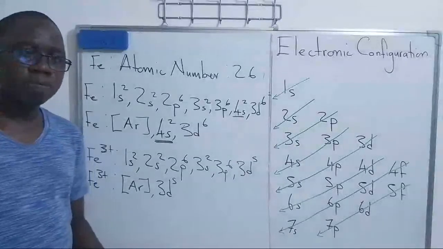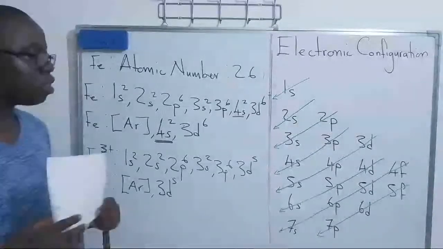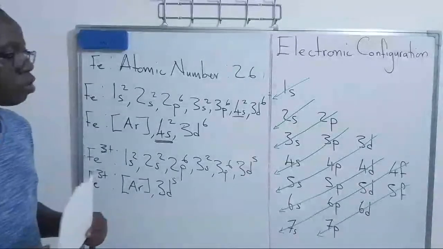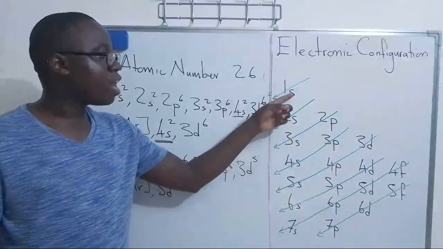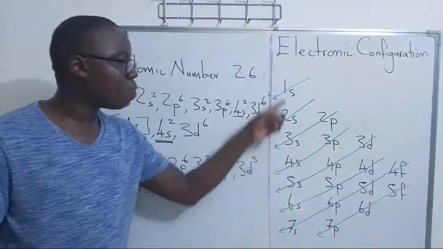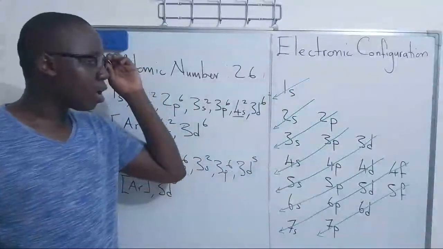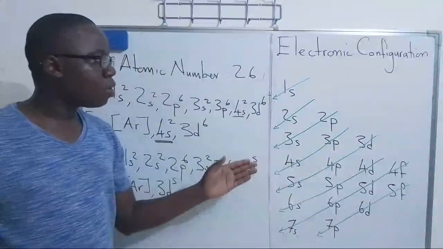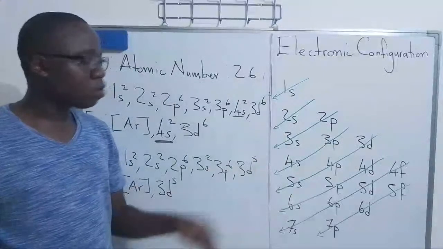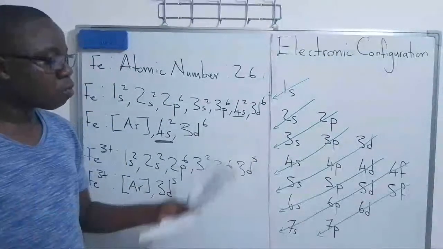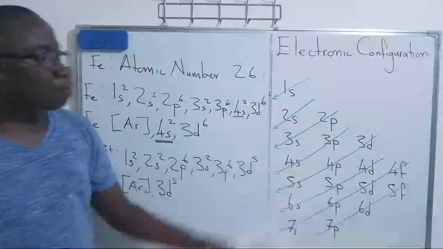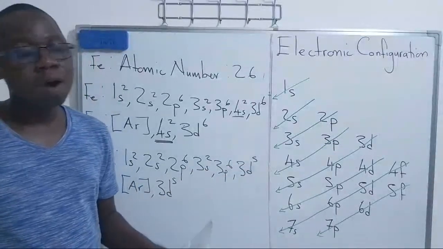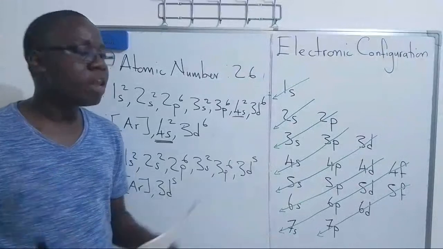So what have we seen in this presentation or in this video today? The first thing is you need to know the maximum number of electrons that can be occupied by each orbital. The s orbital can occupy a maximum number of 2 electrons. The p orbital can occupy the maximum number of 6 electrons. The d orbital can occupy the maximum number of 10 electrons. Then the f can occupy the maximum number of 14 electrons.